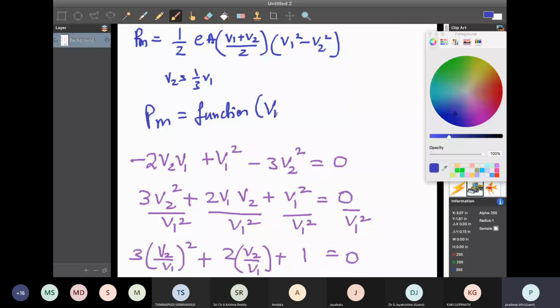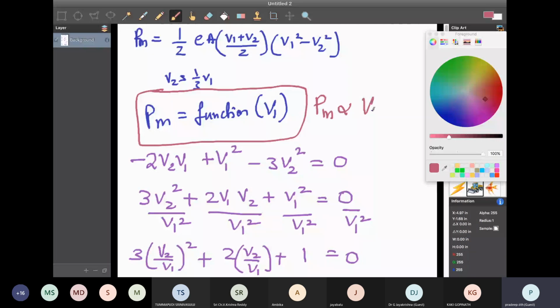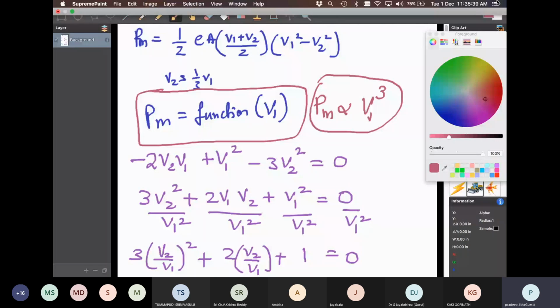So finally, because of the lack of time, I am not going into details. We will notice that PM will be proportional to V1 cube. Okay? So this is the particular information we get. Whatever is the wind velocity, the mechanical power will be proportional to the cube of that wind velocity. Okay? So again, enough of mathematical thing.